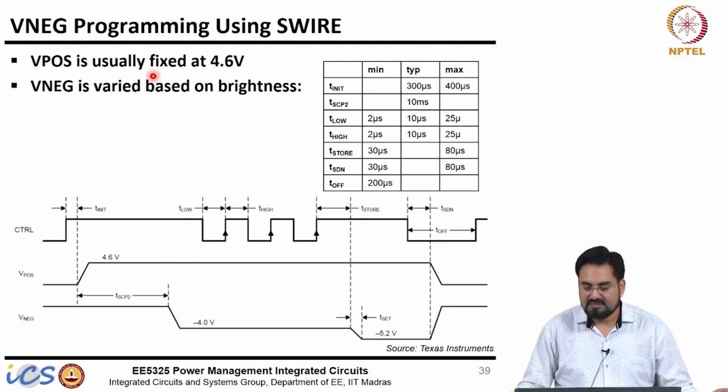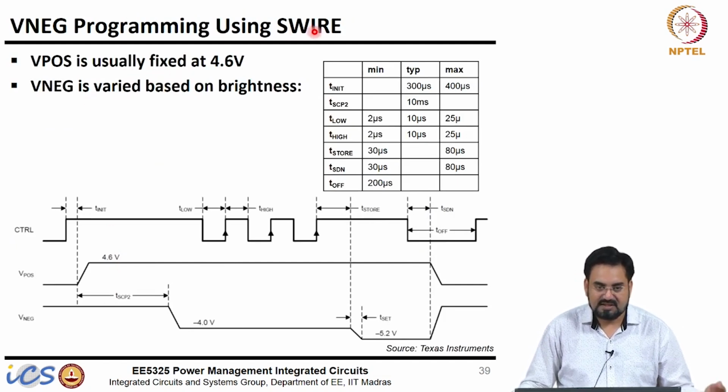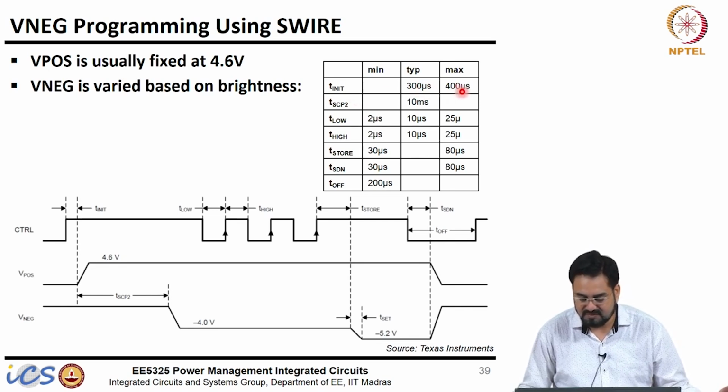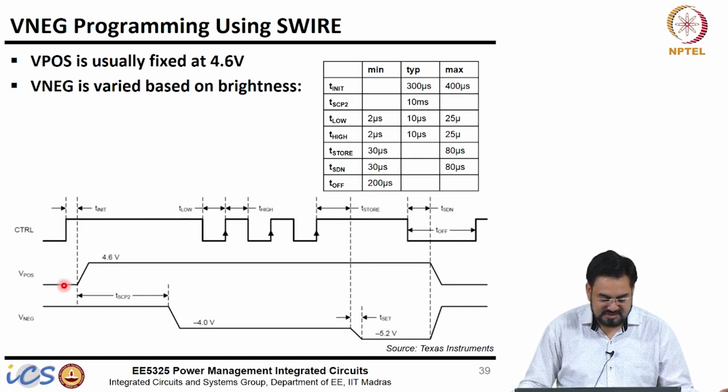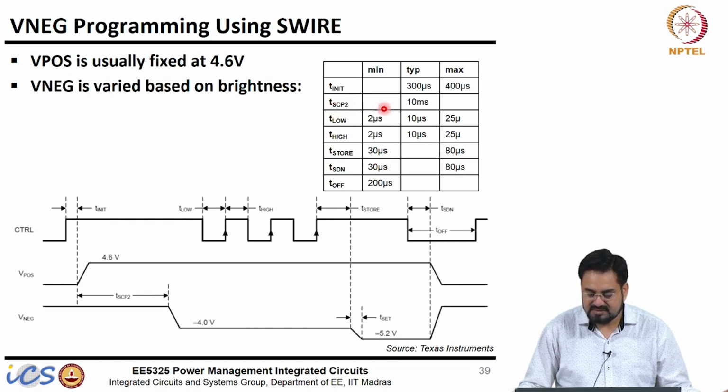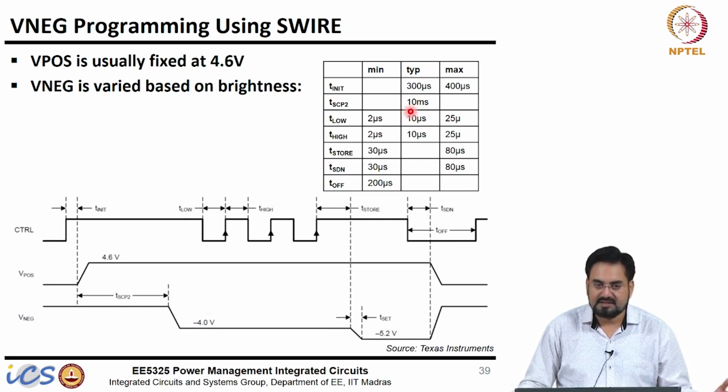So, let us see how we program this negative voltage using that S wire, the single wire control or the control signal CTRL. So, there are some timing requirements. T initial timing is actually 300 microsecond typical and 400. This is the time delay which is given before you even turn on this 4.6 volt or positive supply. And then after that you have the short circuit protection. So, the 10 millisecond wait is given before you turn on the negative supply in order to make sure that short circuit is not there.